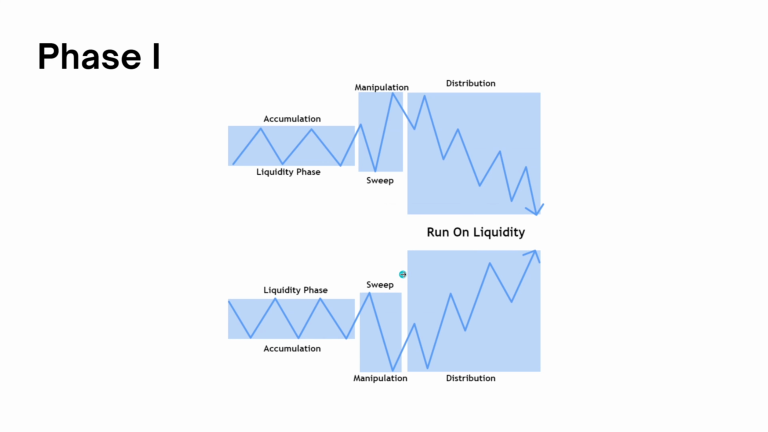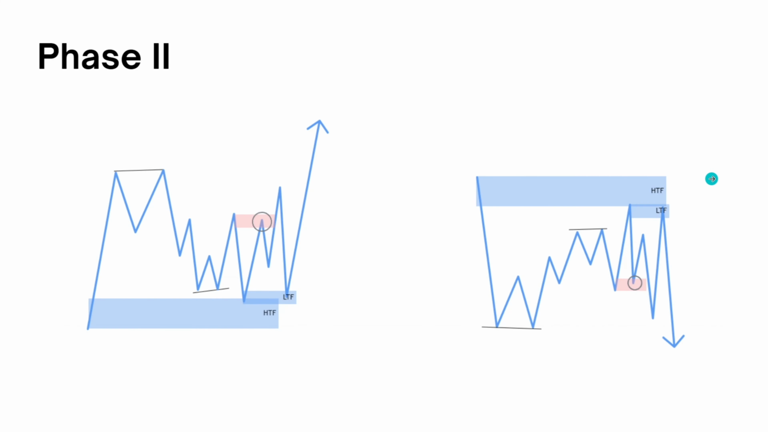Because they already swept liquidity, right? Now, once they did that, that's when they run. Distribution. So this is phase two, right? This is me grabbing the whole theory, the whole idea, and turning it into something where I can actually understand and implement it into my trading style. And hopefully everyone will learn from this.